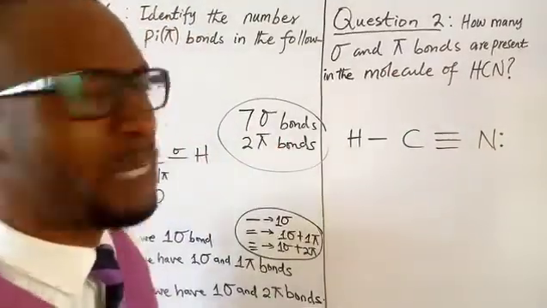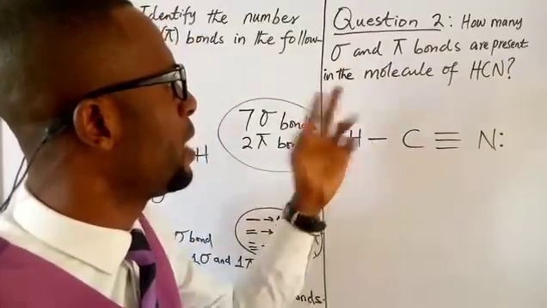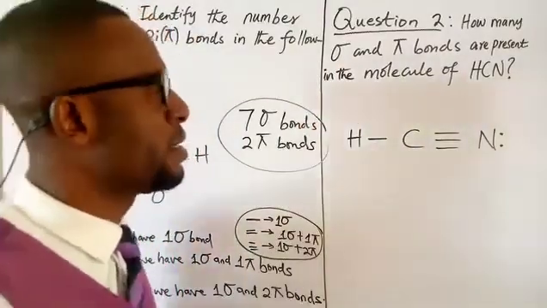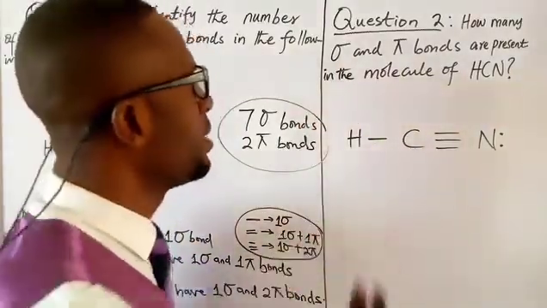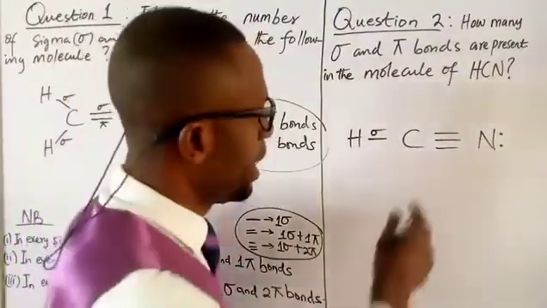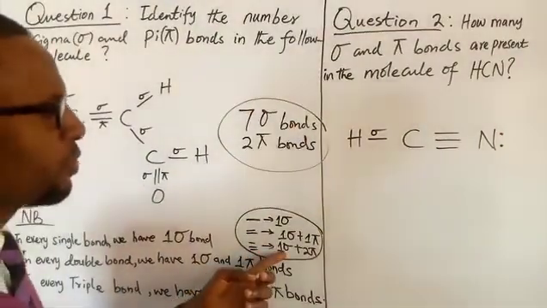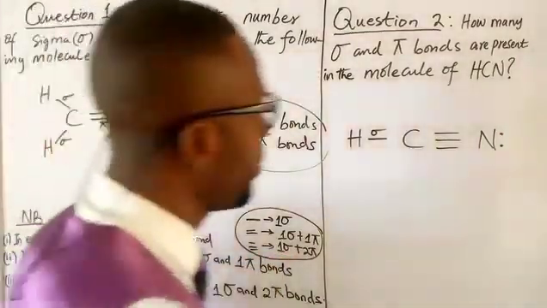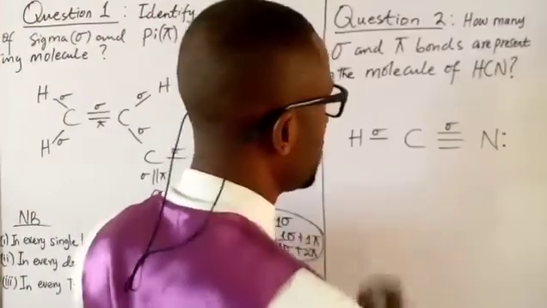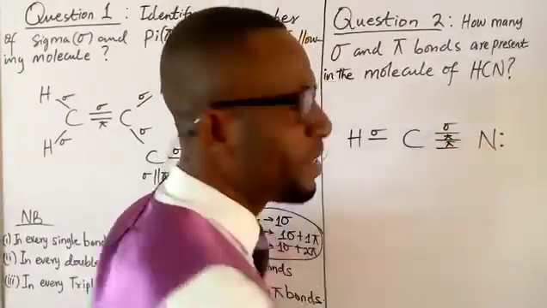The second question says, how many sigma and pi bonds are present in the molecule of hydrogen cyanide? As you can see again, this of course is a sigma bond, and if you have 3 bonds, just know that one of it is a sigma bond, the other 2 are pi. So definitely this is a sigma bond. The second bond is definitely a pi bond. The third bond is a pi bond.